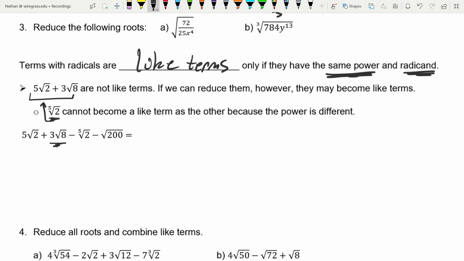So we have the square root of 8. The square root of 8 is the same thing as the square root of 4 times the square root of 2. 4 times 2 is 8. And the square root of 4 is 2.